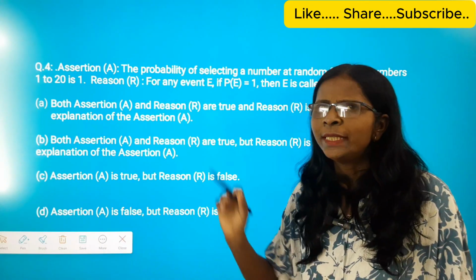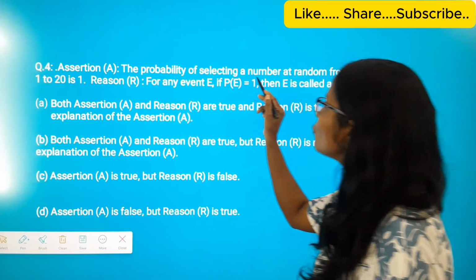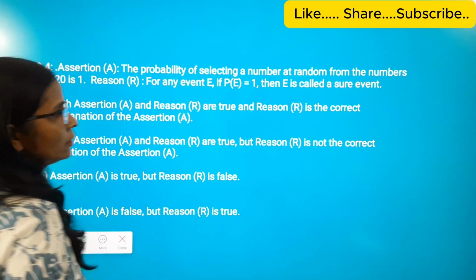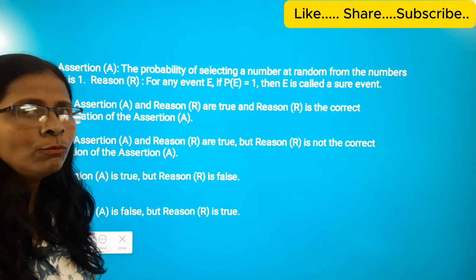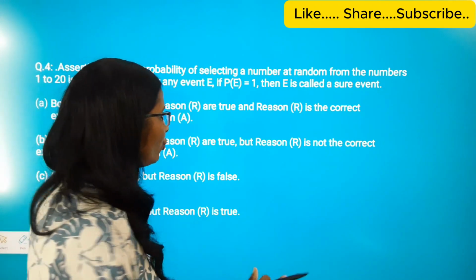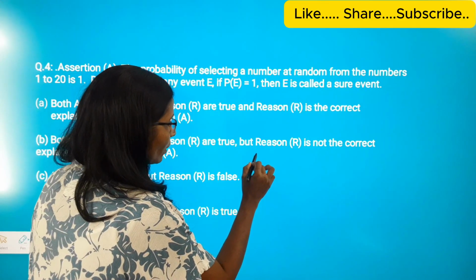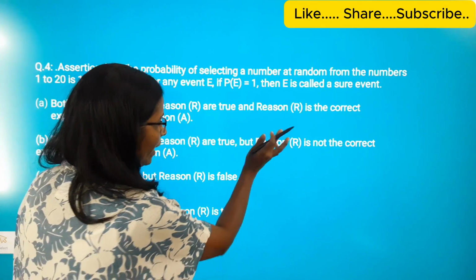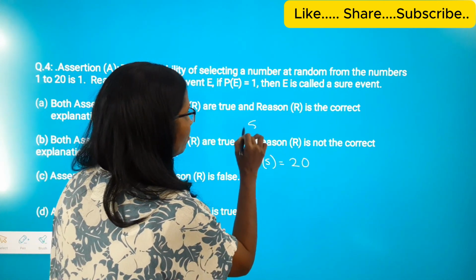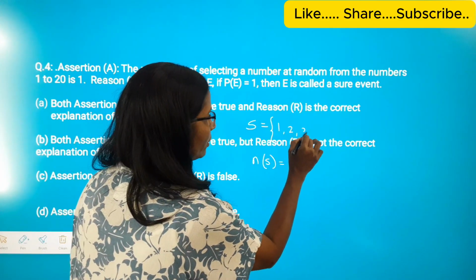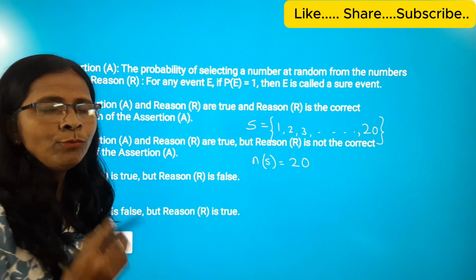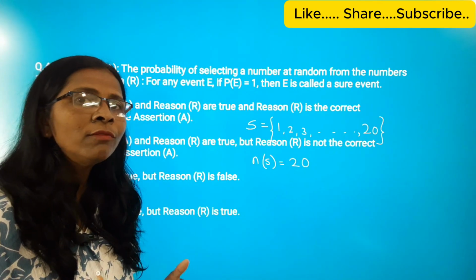In this case, students, the assertion is the probability of selecting a number at random from the numbers from 1 to 20 is 1. Okay, the probability is given as 1, but we check whether it is correct or wrong. So here, consider the n of S. The sample space will be 20, because the numbers are 1, 2, 3, up to 20. So n of S is equal to 20, and we have to select one number. We draw one number randomly.